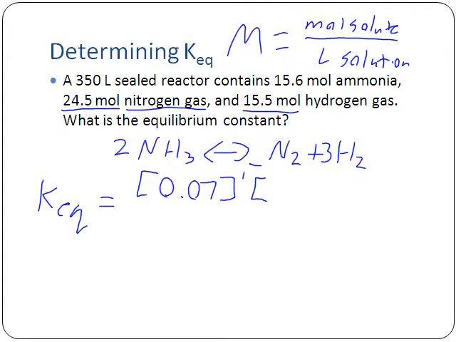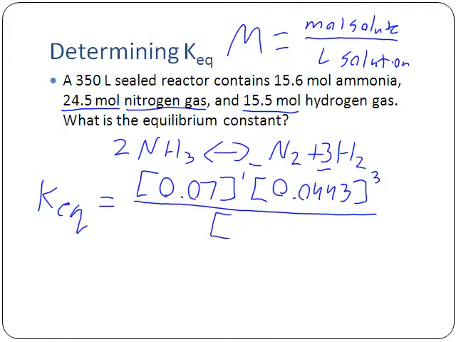And so I get 0.0443 molar solution, raised to whatever power we have here. In this case, that's the third power, divided by what's going to be on the left side. And the left side is going to be the ammonia, the NH3. And in this case, do we know the concentration? No, but we do know how much we have. We have 15.6 moles. So 15.6 moles divided by the volume, 350, gives us a molarity of 0.0446. And it's going to be raised to whatever the coefficient is, which is the second power.